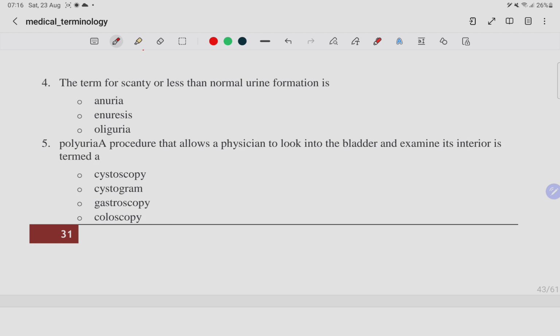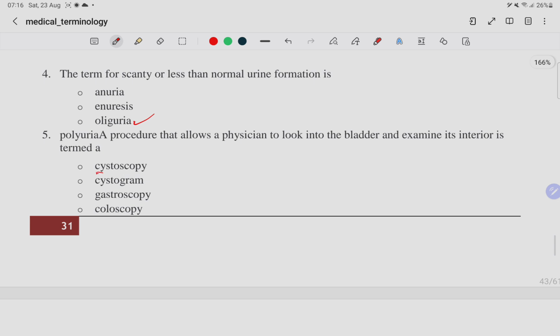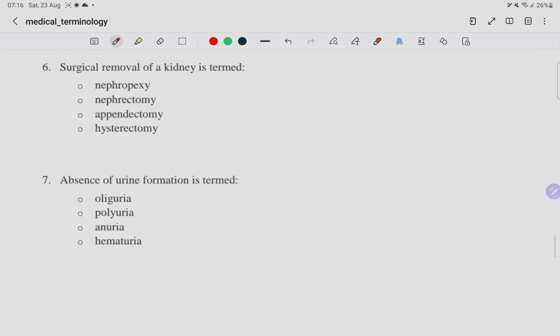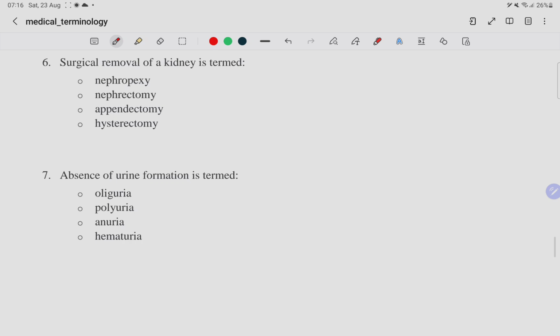Okay. The term for scanty is oligo. A procedure that allows the physician to look at the bladder and examine its interior is called cystoscopy. Surgical removal of the kidney is termed nephrectomy. Hysterectomy is for the uterus. Appendectomy is for the appendix. Nephropexy means fixation of the kidney. Absence of urine formation is termed anuria.